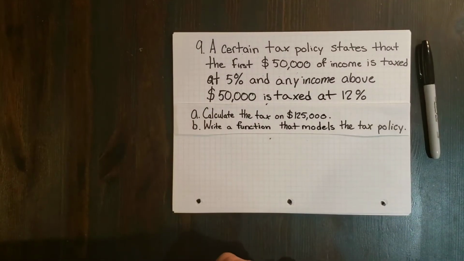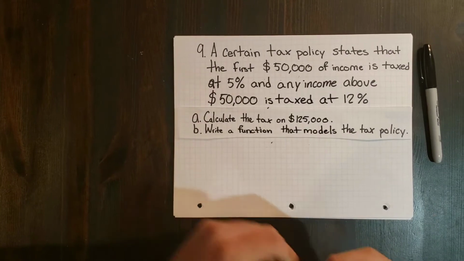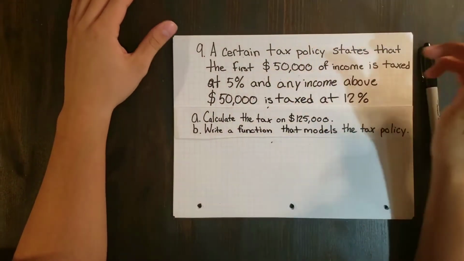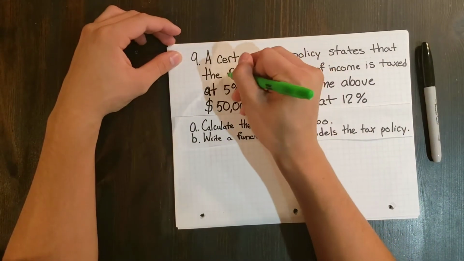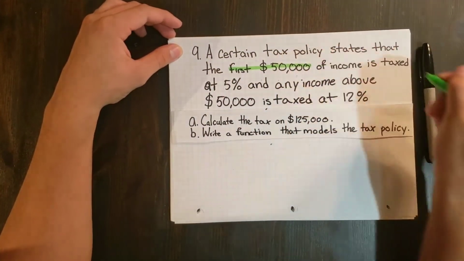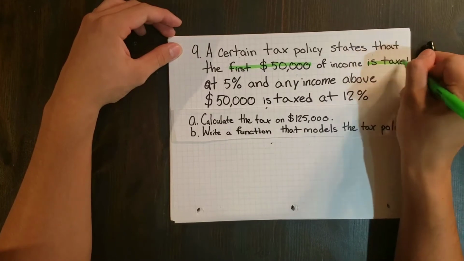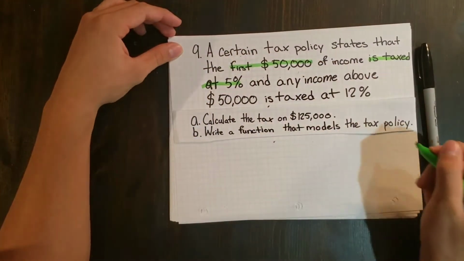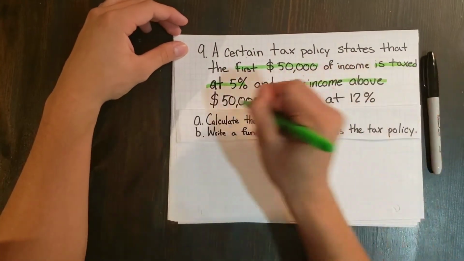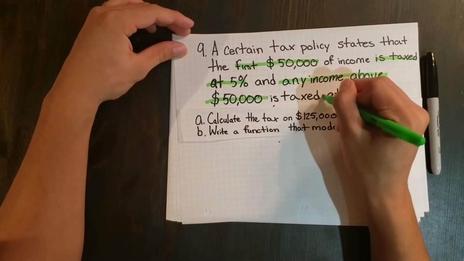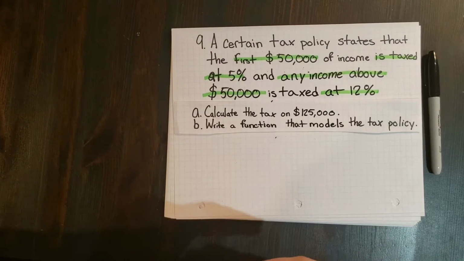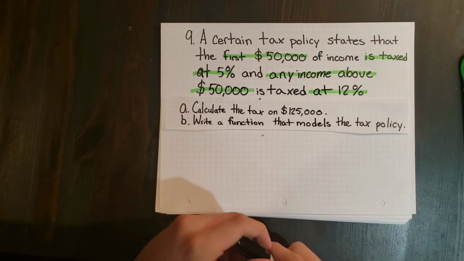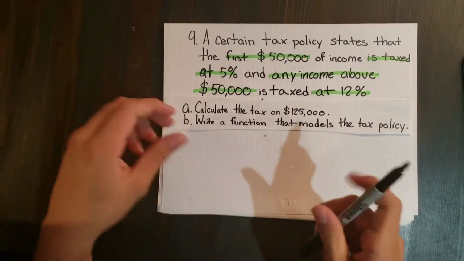Now, before we can keep going, we have to highlight what we think is important about this question. It's talking about the first $50,000 is taxed at 5%, and any income above $50,000 at 12%. To make sure the information that we highlighted stays in our head, let's write down a little message.